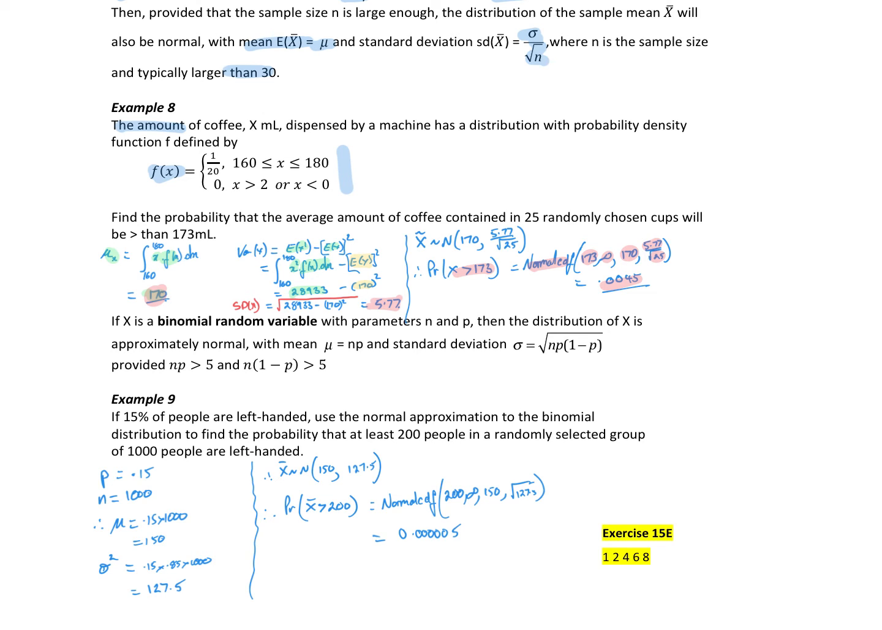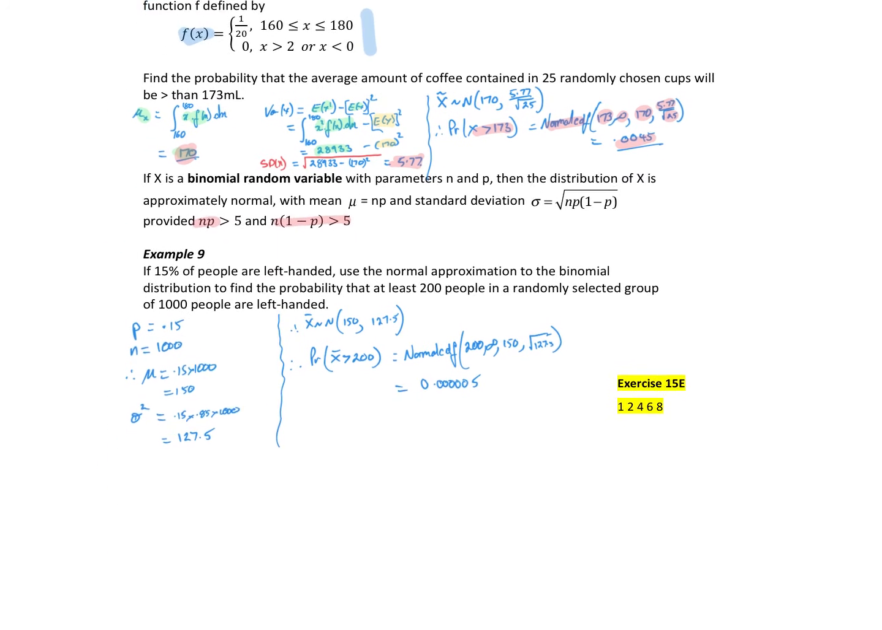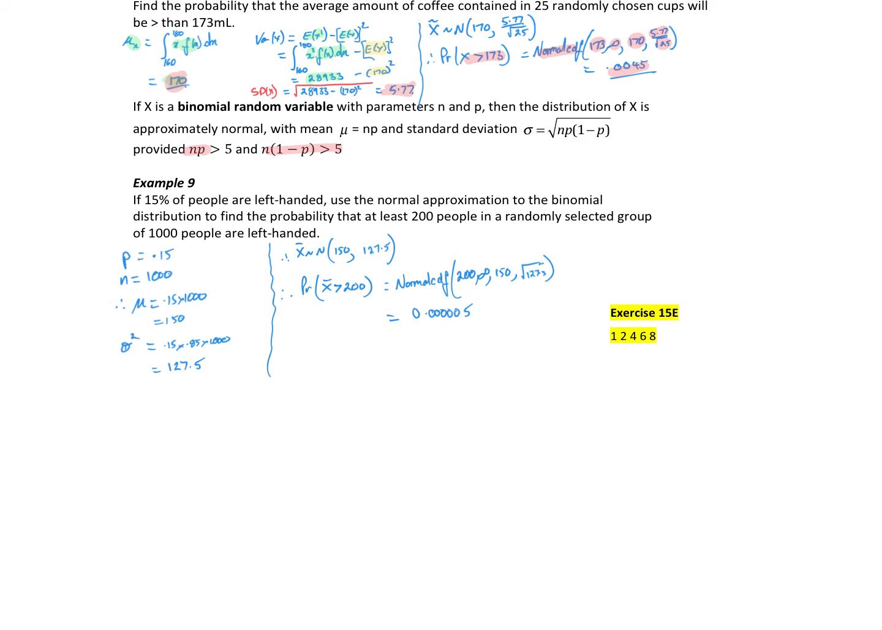All right. Similarly, if we've got a binomial variable with parameters n and p, again, as long as my n value is suitably big enough, the same conditions apply. The sample will be normally distributed with mean mu and a standard deviation of sigma on root n. So if 15% of people are left-handed, use a normal approximation to the binomial distribution to find the probability that at least 200 people in a randomly selected group of 1,000 people are left-handed.